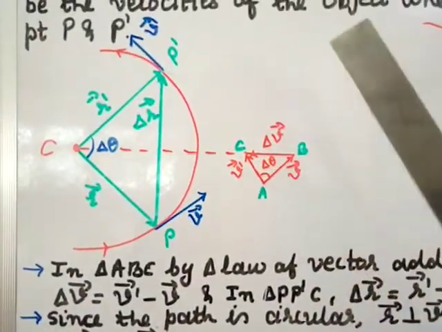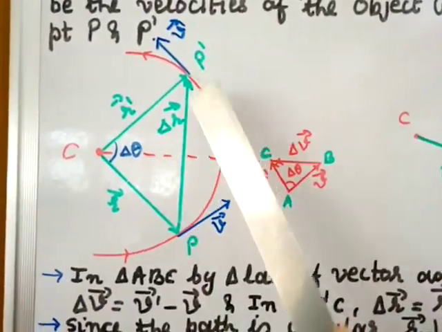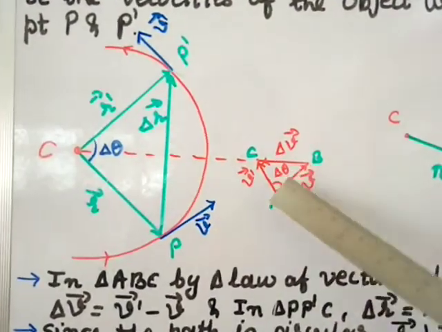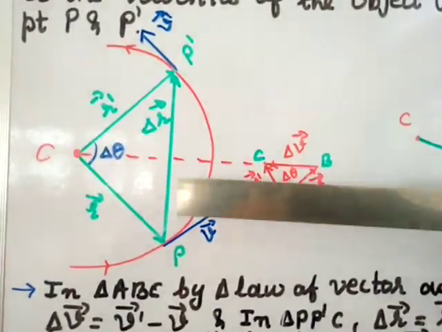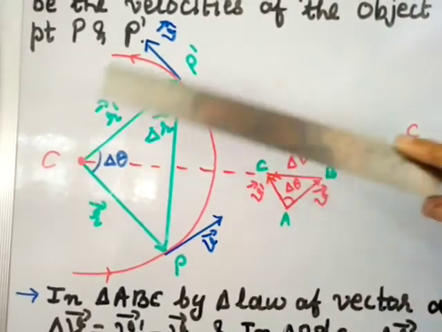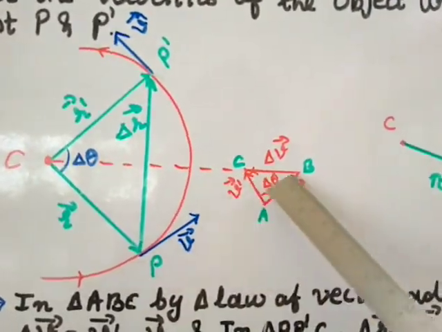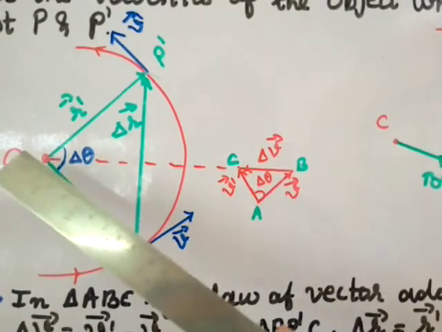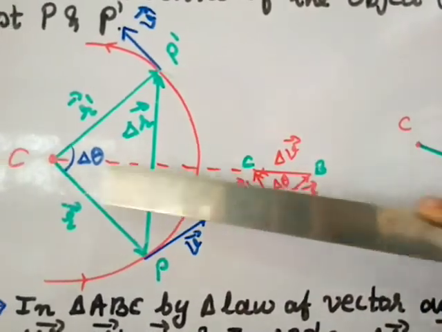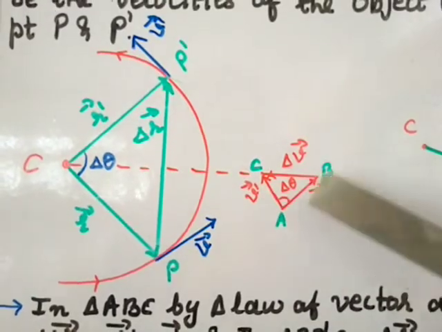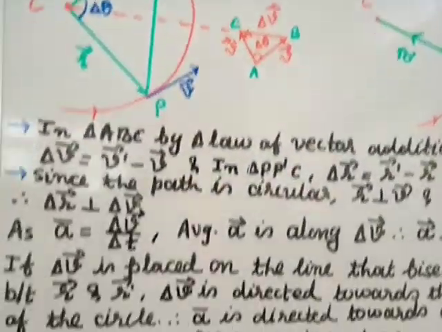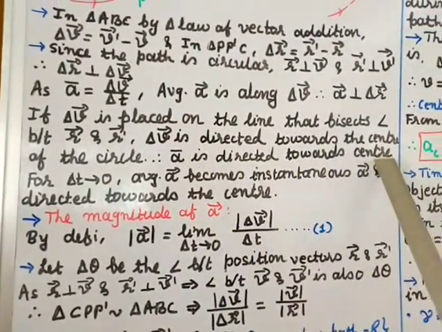Now suppose we place this delta v on the line which is bisecting this delta r. So you can see this is already placed in such a way that it is perpendicular to, or bisecting, this PP dash. You can see this arrow is towards the inside. So this delta v is towards the center, and since it is towards the center, we can say that A also will be directed towards the center.